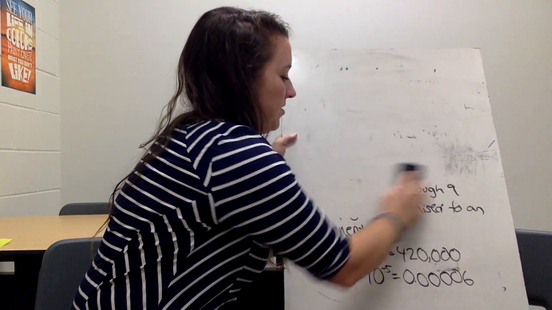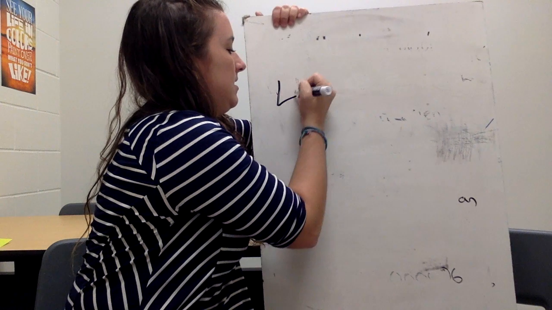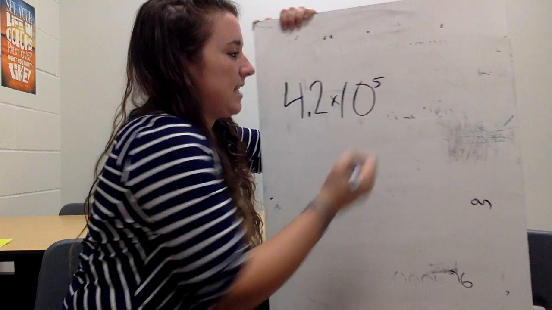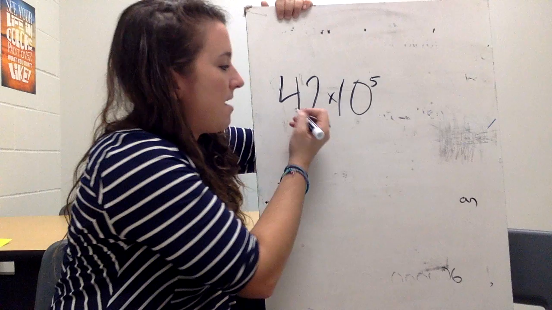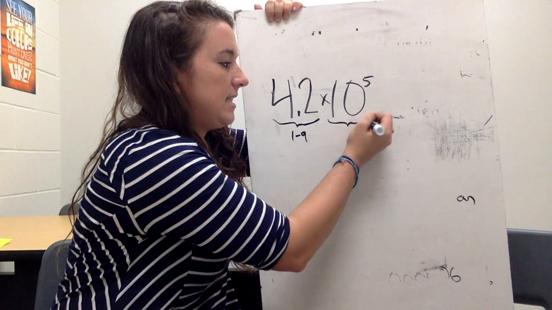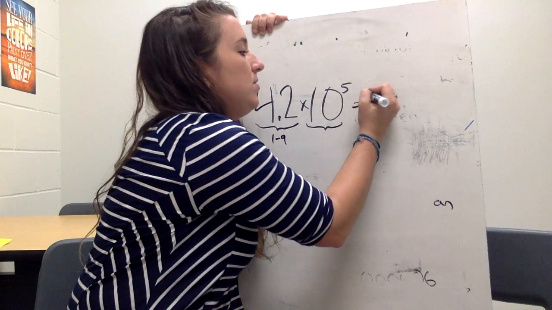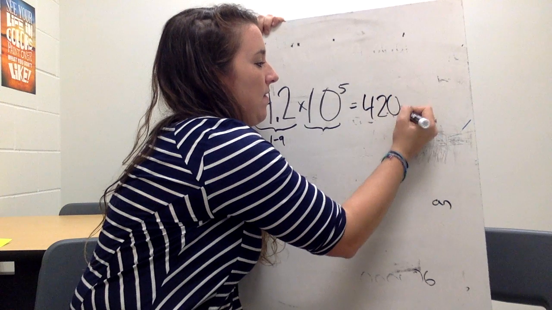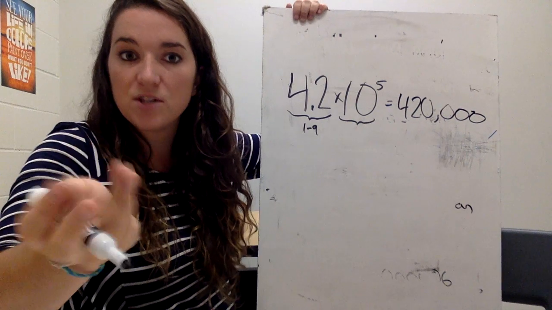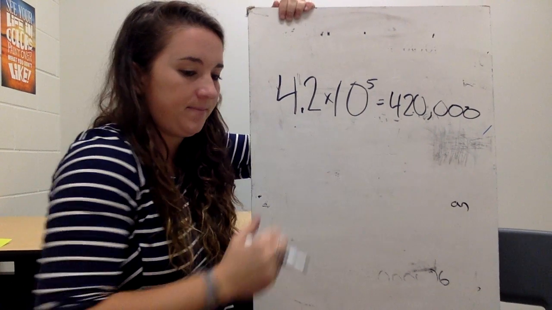And so my examples are 4.2 times 10 to the 5th. This is written in scientific notation. Our front number is between 1 and 9, and our second number is 10 raised to an exponent. This is equal to 420,000. So is this a really big number or a really small number? Right, it's a really big number. So this helps us shorten the way that we can write it.